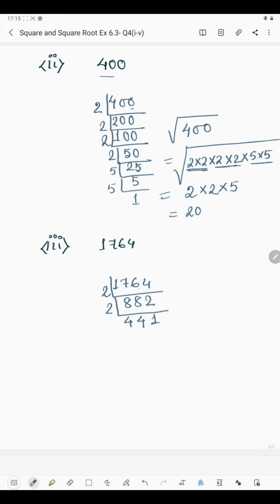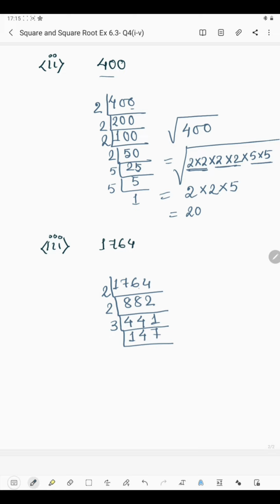Okay, now here the last digit is odd, so it won't be divisible by 2. Now we'll check by 3. So 4 plus 4 is 8, 8 plus 1 is 9. So that means it will be divisible by 3. So 3 1s are 3, then 3 4s are 12, 2, then 3 7s are 21. Okay, again we will check whether it will be divisible by 3 or not. If it is not divisible by 3, then we will take another number.